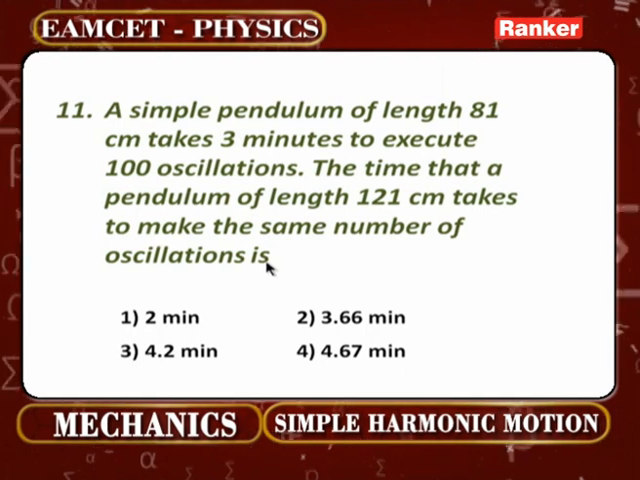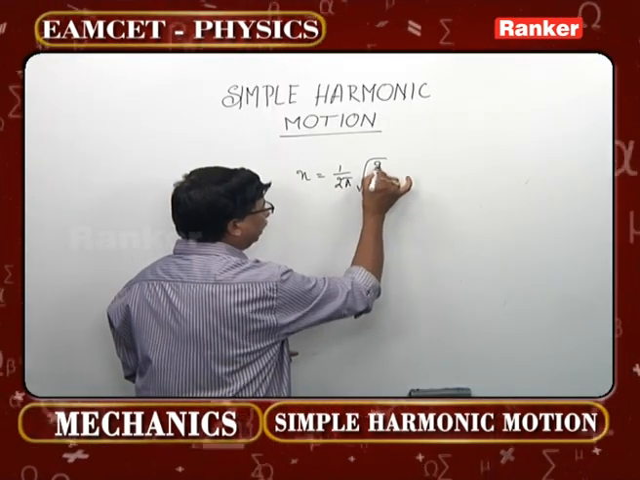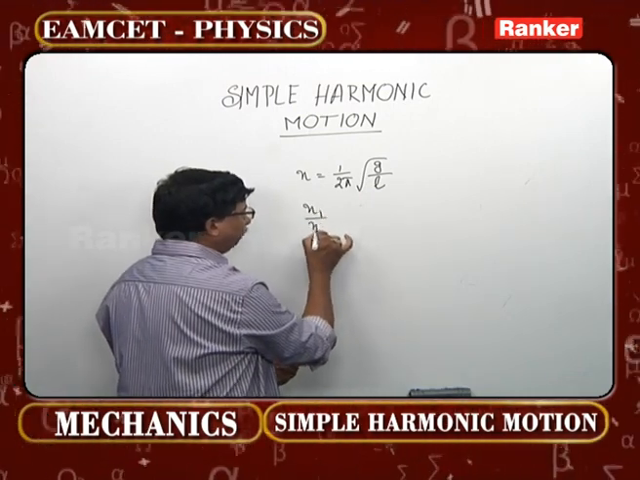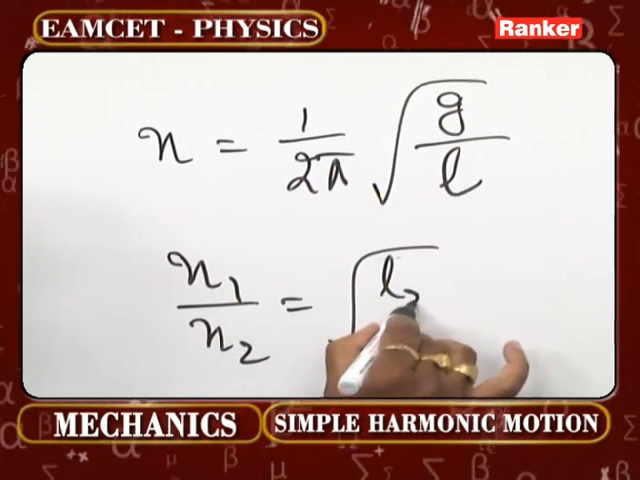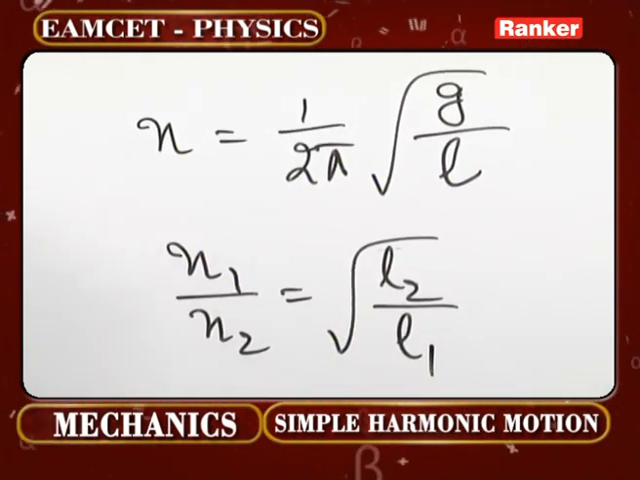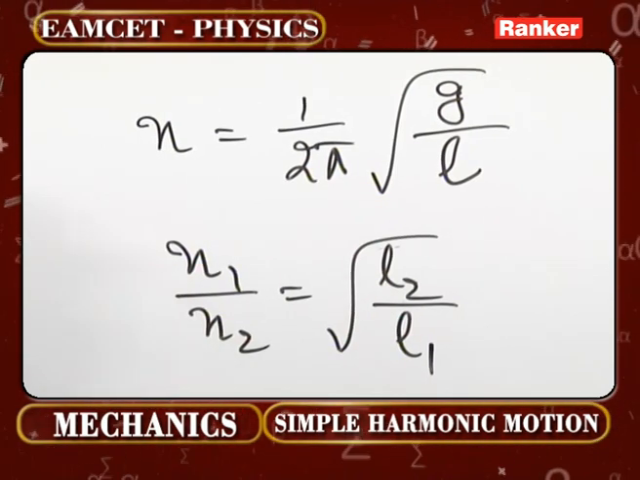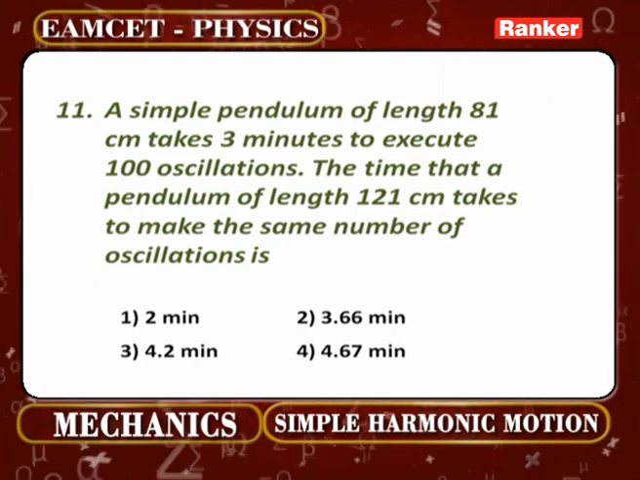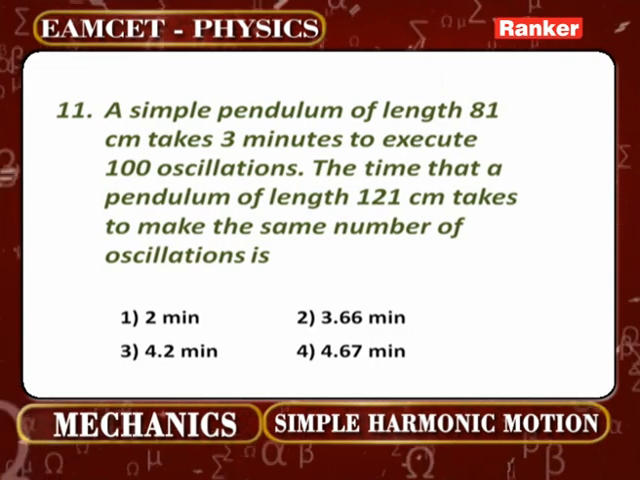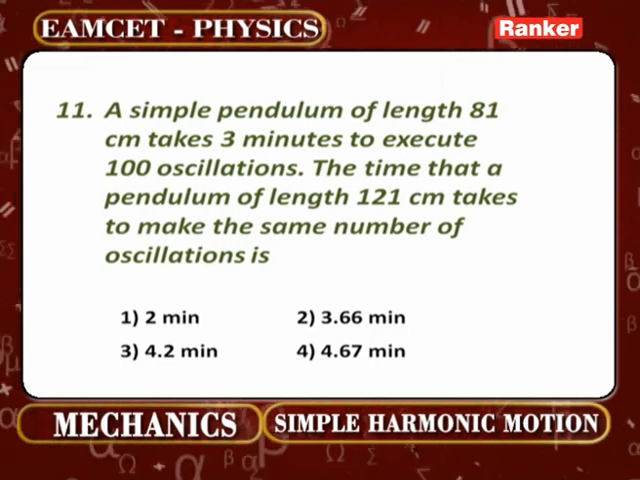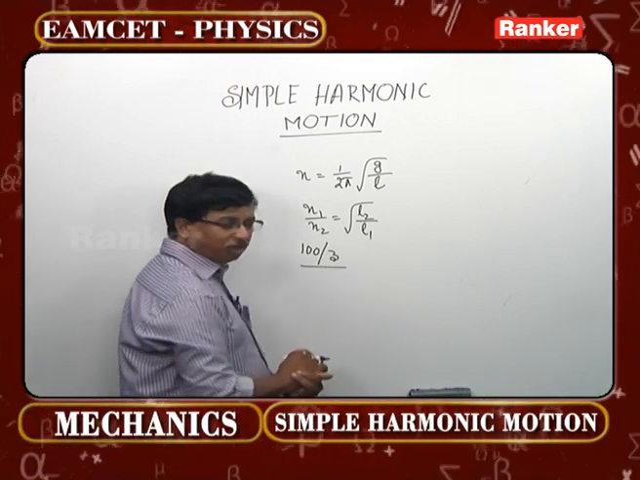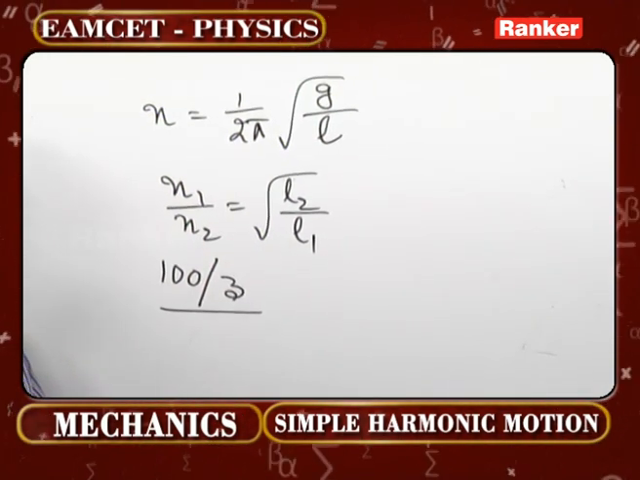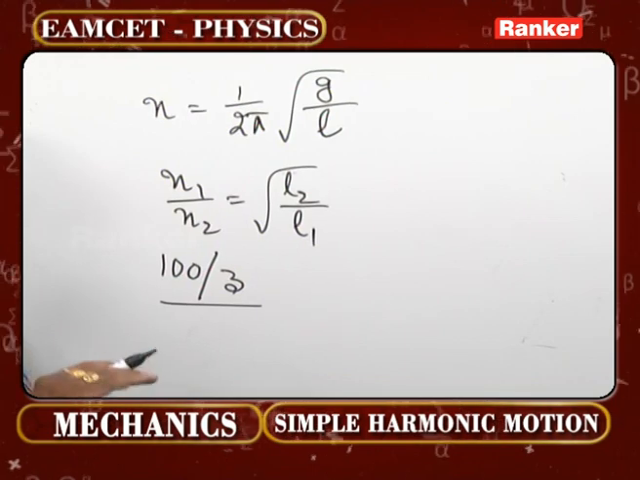So n is equal to 1 by 2 pi root g by L. That is the formula officially. Now you can write directly n1 by n2 is equal to root of L2 by L1. But what is n1 here? Number of oscillations made by the pendulum in 1 second. But you can understand here 100 oscillations it is making in 3 minutes. So n1 should be written as 100 by 3. That means I am taking the frequency per minute here, because all the 4 options are also given in minutes only. No need for us to convert them into seconds anymore.